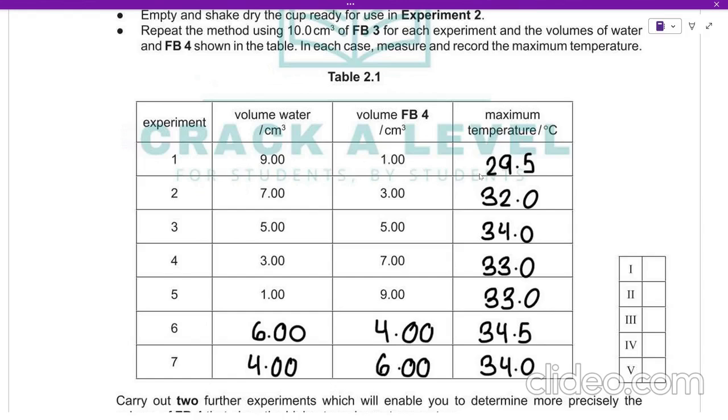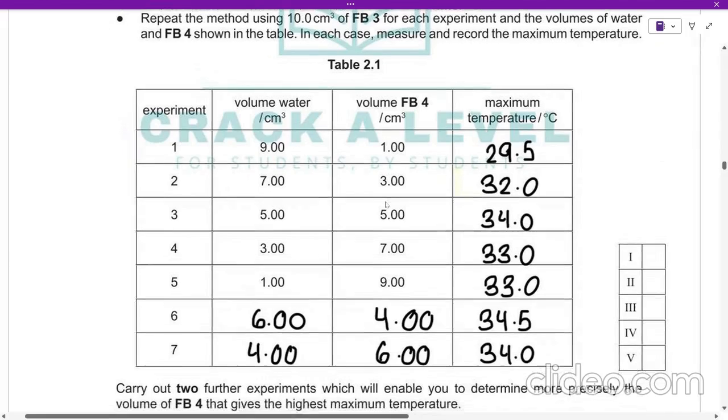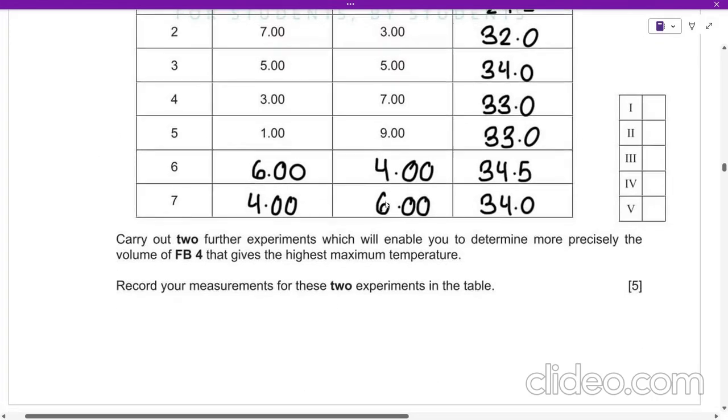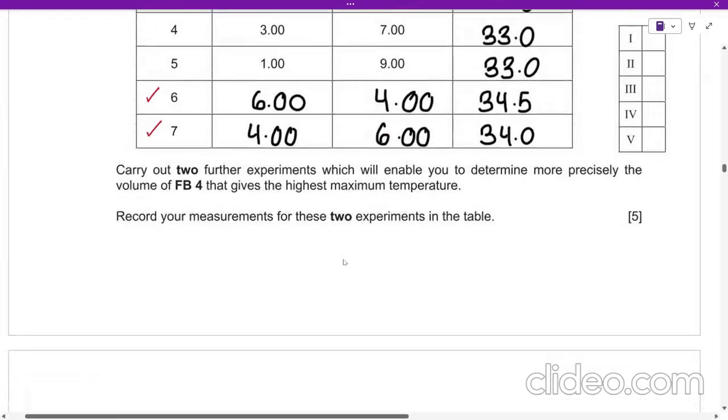So we'll be checking the maximum temperature. So it is 29.5, then 32, then 34, then 33, then 33, and then 34.5, and then it is decreasing, 34.0. Carry out two further experiments which will enable you to determine more precisely the volume of FB4 that gives the highest maximum temperature. So we have already included these two values at the 6th and the 7th place. So record your measurements for these two experiments in the table.